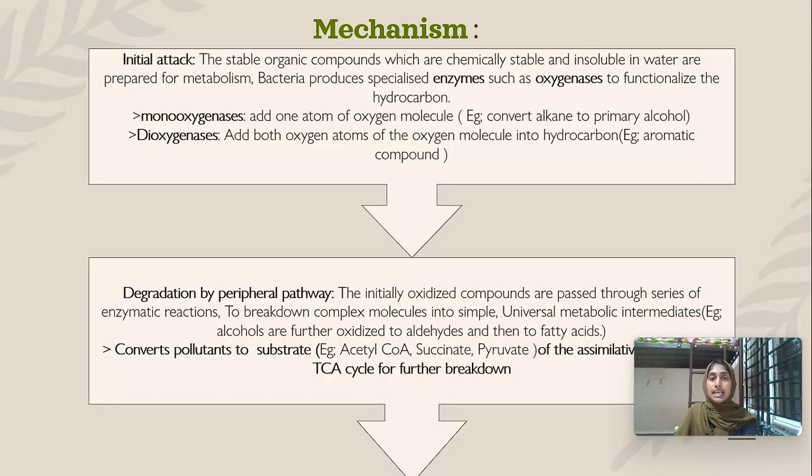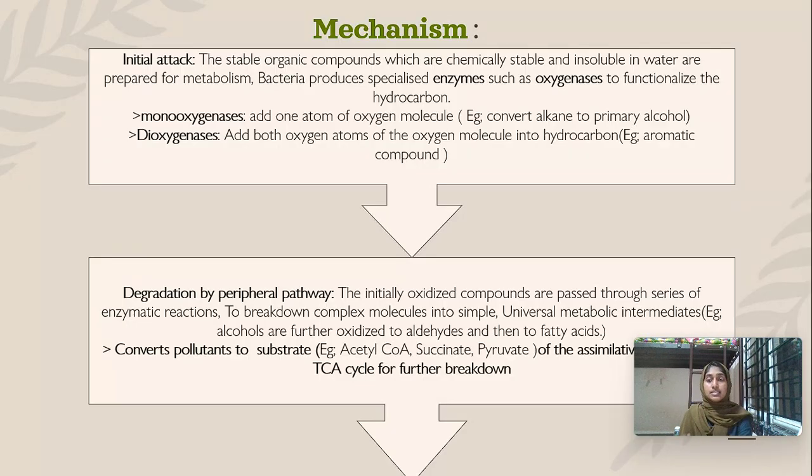In the initial attack, the goal is basically to convert the stable hydrocarbon or organic compound pollutants into a functional form so that the bacteria can use them for metabolism. The process is like this: the organisms or bacteria will produce enzymes such as oxygenases, which act on the stable organic compounds or pollutants, making them chemically unstable and soluble in water.